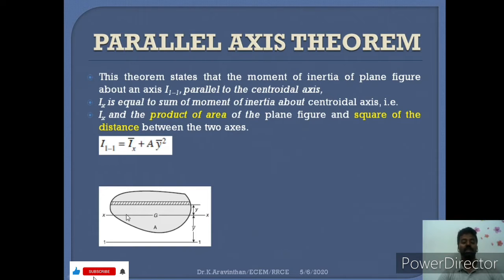In this irregular section, G is acting on the XX plane. So this is the XX plane. Along with this plane you have the centroid. Also there is a reference plane. Here you can see the reference plane is indicated as 1 1.